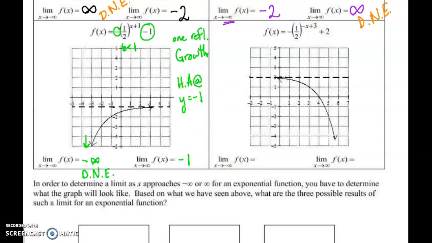Same thing with this one. Let me change colors. This time there are 2 reflections. So the base being less than 1 with 2 reflections is your clue that it's a decay function. Your horizontal asymptote is still at y equals 2. And so looking at the graph, I think it's pretty clear that as x goes to -infinity, this function is getting closer and closer to 2. As x goes infinitely to the right, the function is going infinitely down. So that is your -infinity, or again, does not exist.